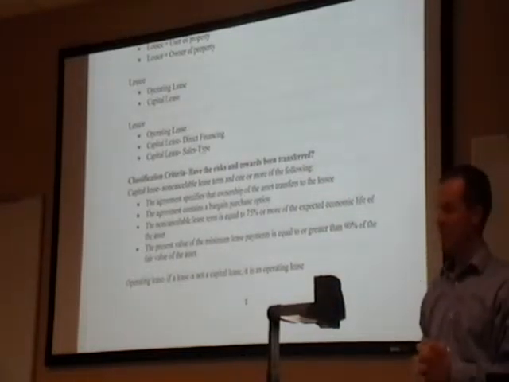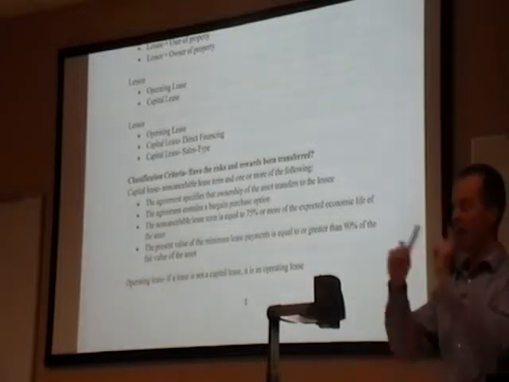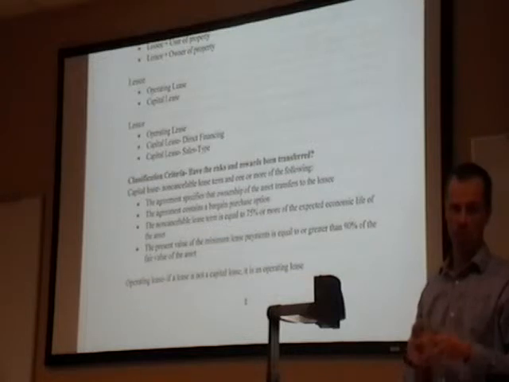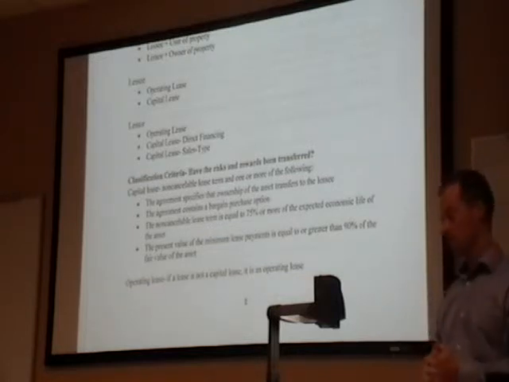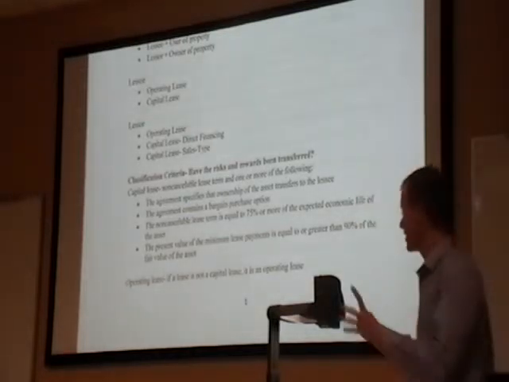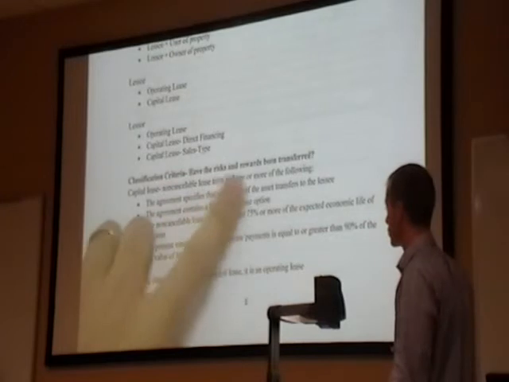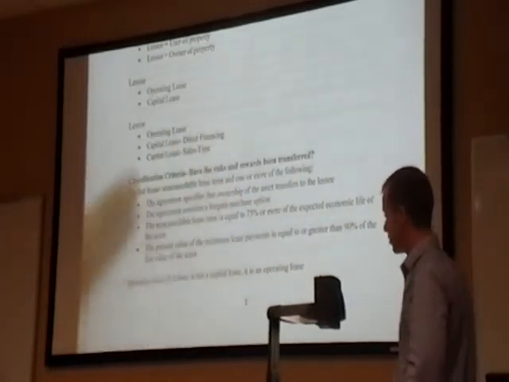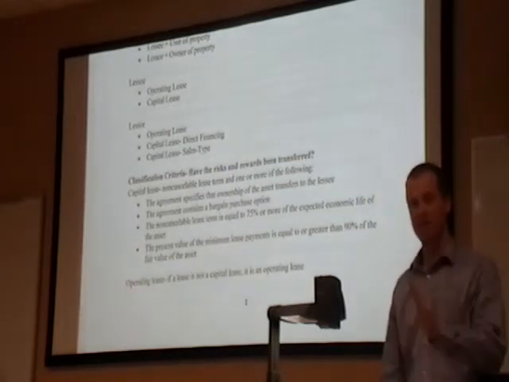If it's a capital lease, then we assume that the risks and rewards have transferred, and the lessee will put the asset and a matching liability onto their books. And in most cases, the owner will take it off of their books. So this is how we determine: have the risks and rewards been transferred? And this is exactly what the standard says, and it's very specific.